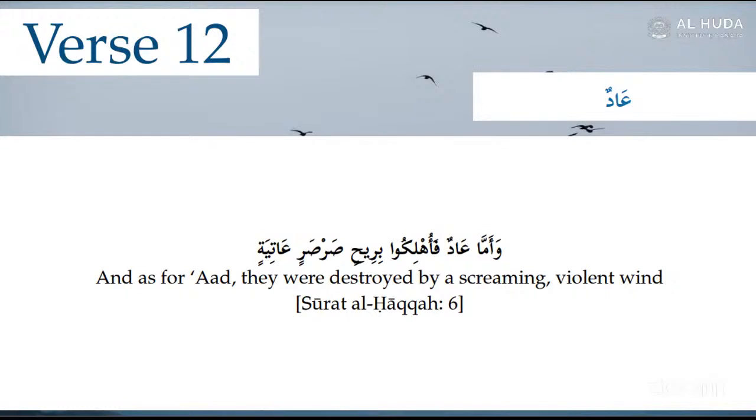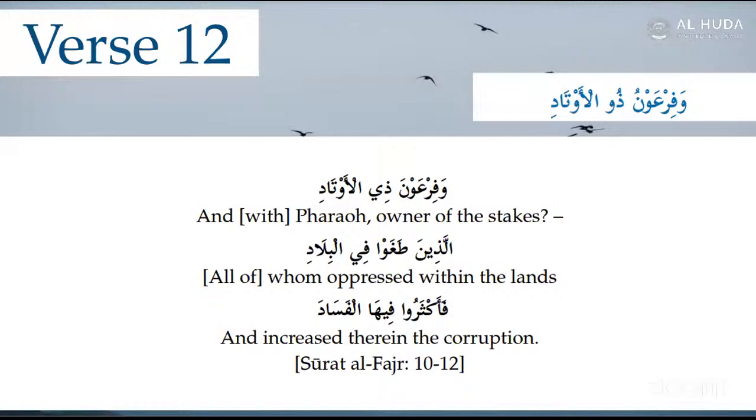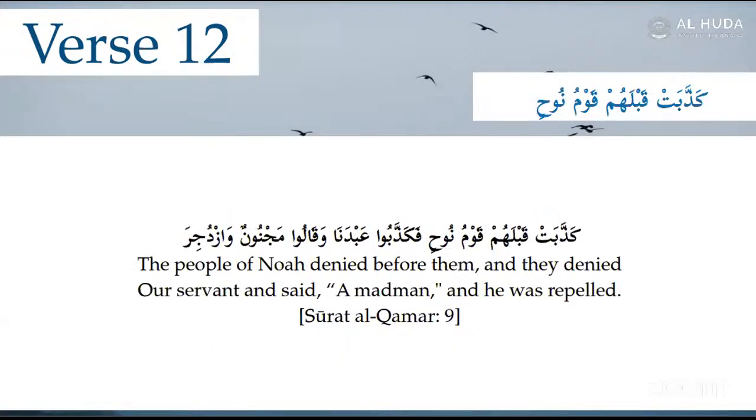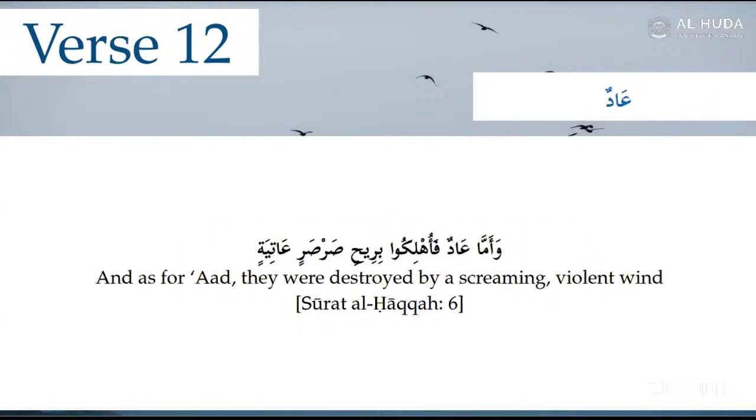So here there is mention of the people of Nuh, the tribe of Ad and Fir'aun. In Surah Al-Qamar verse 9 we learn, كَذَّبَتْ قَبْلَهُمْ قَوْمُ نُوحٍ فَكَذَّبُوا عَبْدَنَا وَقَالُوا مَجْنُونٌ وَازْدُجِرَ. The people of Nuh denied before them, and they denied our servant and said, a madman, and he was repelled. In Surah Al-Haqqah verse 6 we learn, وَأَمَّا عَادٌ فَأُهْلِكُوا بِرِيحٍ صَرْصَرٍ عَاتِيَةٍ. And as for Ad, they were destroyed by a screaming violent wind.